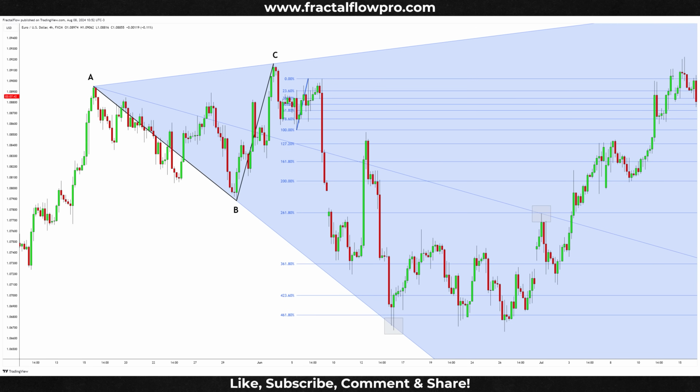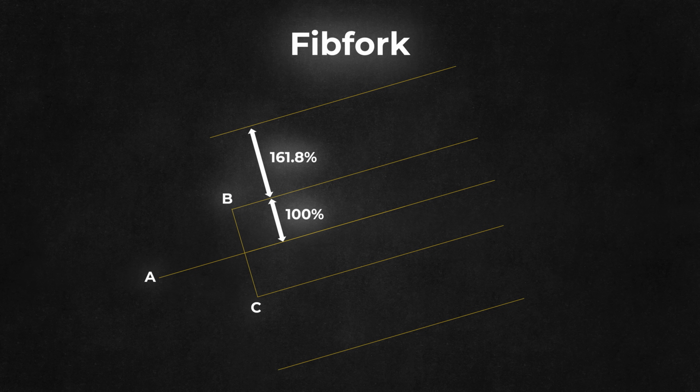In my opinion, a tool like the Pitchfan only adds unnecessary confusion to the chart. It's much better to stick just with the pitchforks because they are much more powerful than the Pitchfan by a large margin. Next in line, we have a tool called Fibfork. The Fibfork is not originally a Fibonacci tool. It's a modification of another tool called the Andrews Pitchfork. You might have heard about it somewhere. The Fibfork simply adds extensions to the Pitchfork channel, and these extensions are based on Fibonacci ratios.